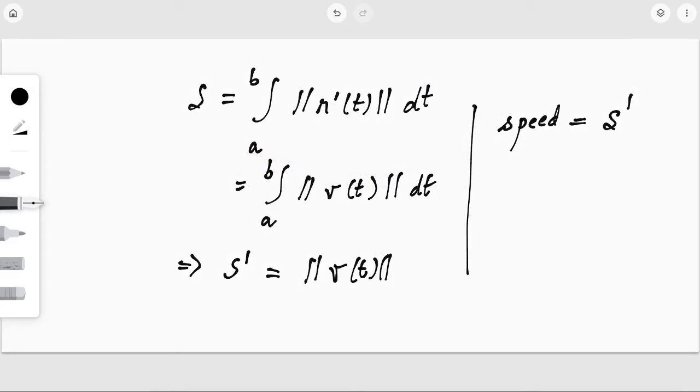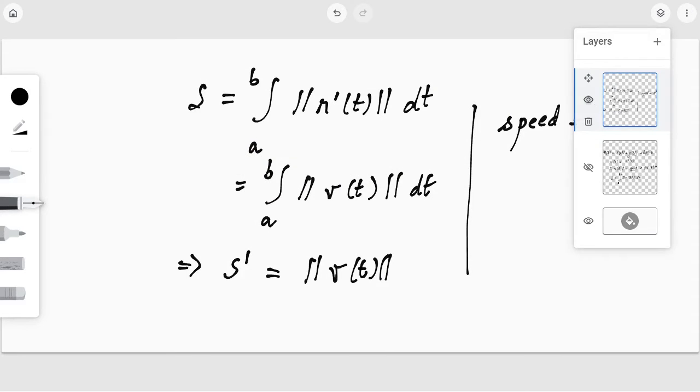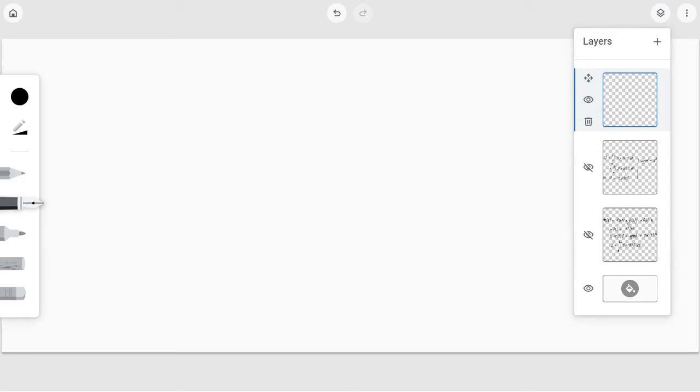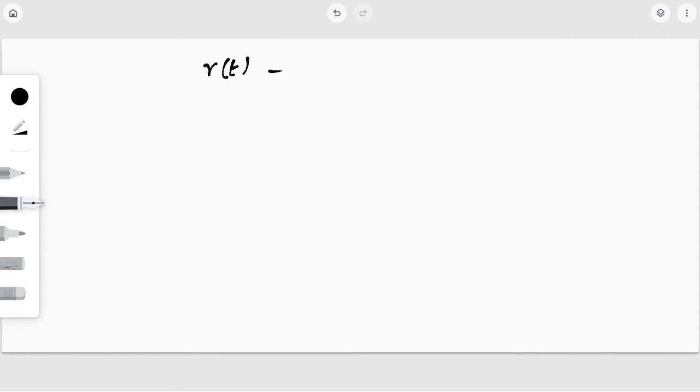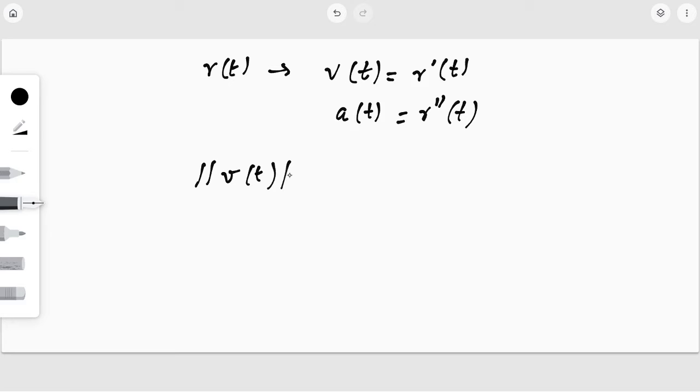What do we have to prove? We have to prove that if the vector is moving with a constant speed, that is, given any vector r of t, then we can find the velocity vector, which will be r dash of t, and the acceleration vector will be r double dash of t. Now suppose the speed, that is the magnitude of v of t, is some constant, then we have to show that the velocity vector and the acceleration vector are perpendicular to one another.